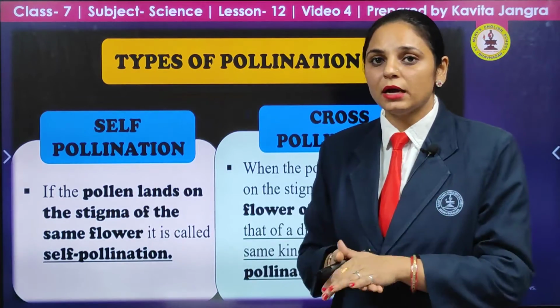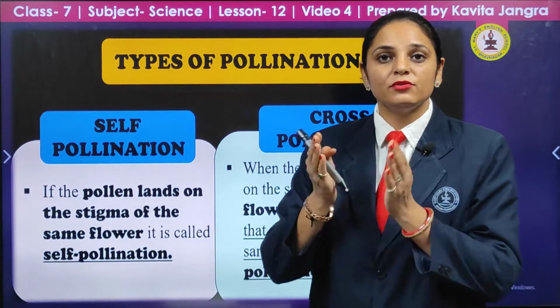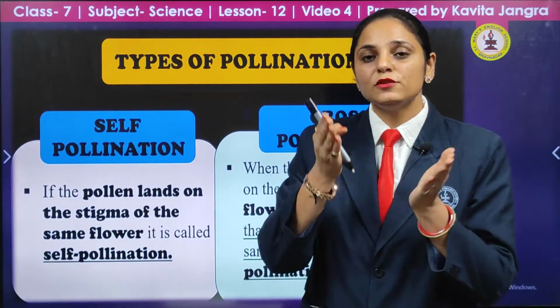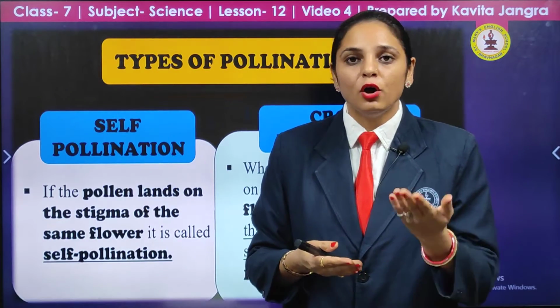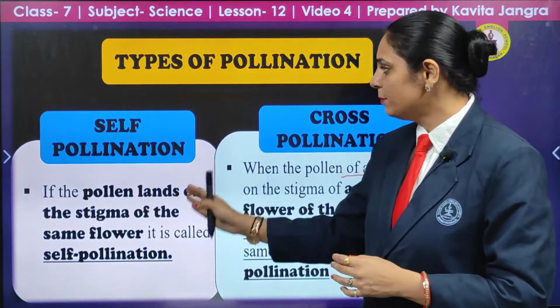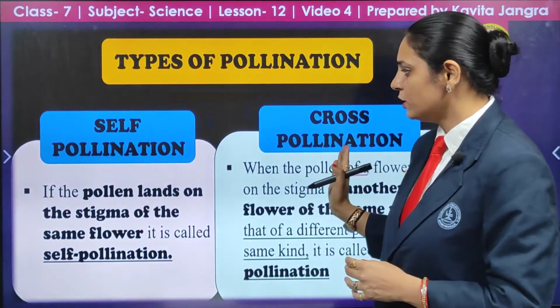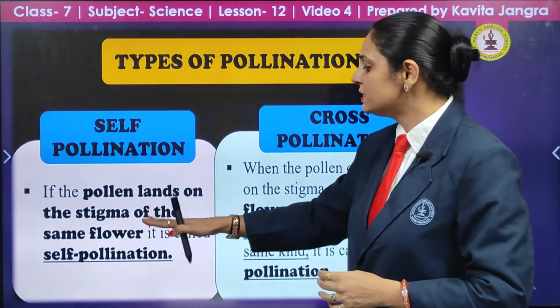How does pollination occur? What is actually pollination? Pollination is the transfer of pollen grains from the anther to the stigma. It can occur within the same flower, or from one flower to another flower. On that basis, there are self-pollination and cross-pollination. If pollen lands on the stigma of the same flower, that means self.